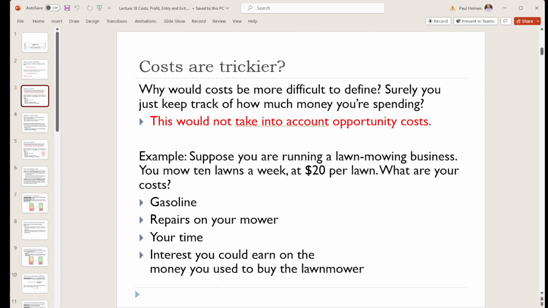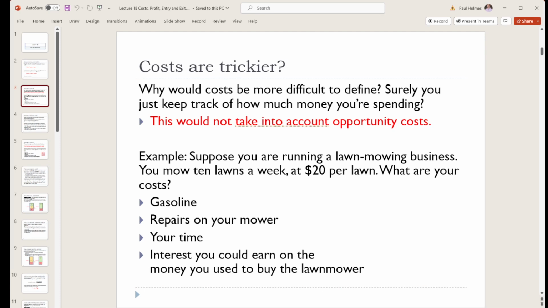So as an example, we've got a lawn mowing business here up on the slide. We mow some lawns, we charge 20 bucks a lawn, and we've got some costs. Some of them are going to be pretty obvious. So gasoline is an obvious cost there. We're going to be using gas to run our mower. Our mower's going to break down sometimes, so we're going to have repairs on it.